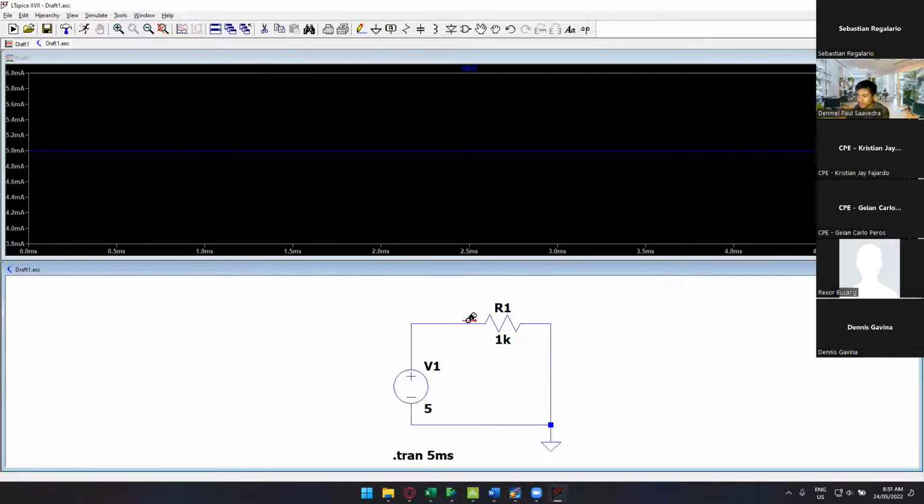Na-measure ko naman lahat. Was I able to answer your question, Mr. Ori, on how to measure a current? Before and after the resistor, I have the same values. It's just that here we have a positive 5 milliamps, and here we have negative 5 milliamps.